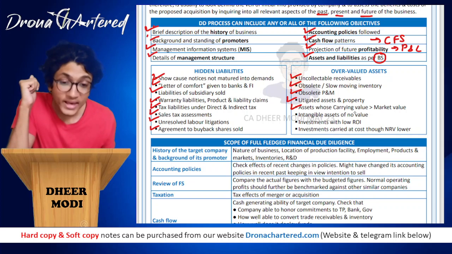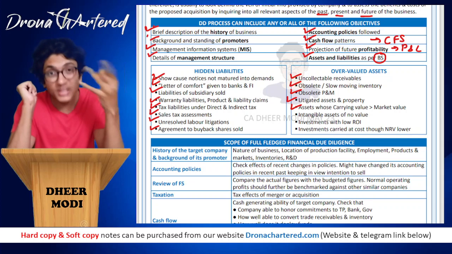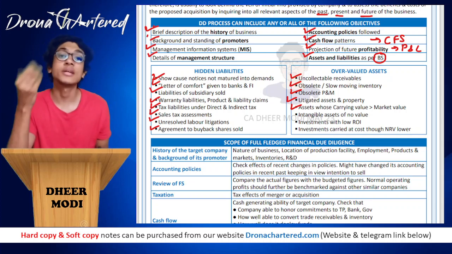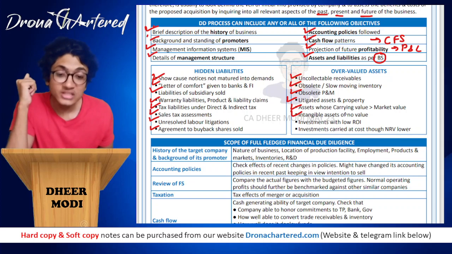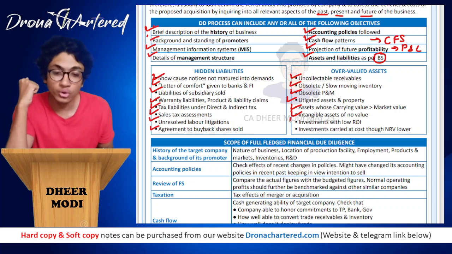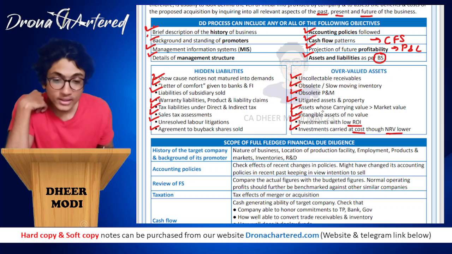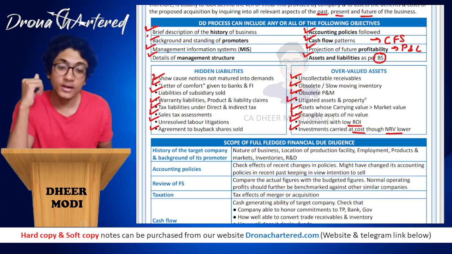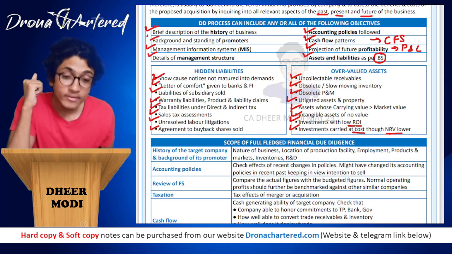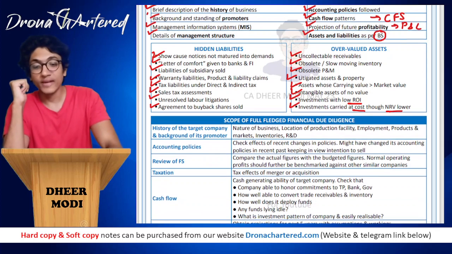Next is assets whose carrying value is greater than the market value. That means the value that we are showing in the books is much higher than the actual market value. In such a case, it is an overvalued asset. Intangible assets with no value. You have an intangible asset, you've shown it at a value, but there is no actual real value to it. Investments with low ROI, and last is investments carried at cost though NRV is lower. So these are your examples of overvalued assets.